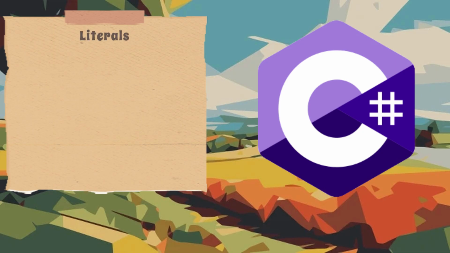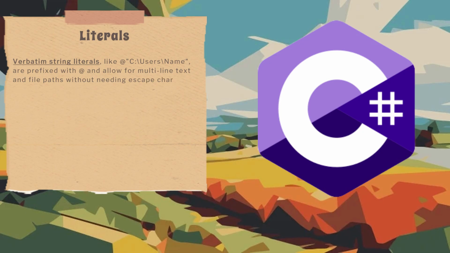Verbatim string literals, like @"c:\users\name", are prefixed with @ and allow for multi-line text and file paths without needing escape characters. Boolean literals are true and false, as in bool isActive = true.